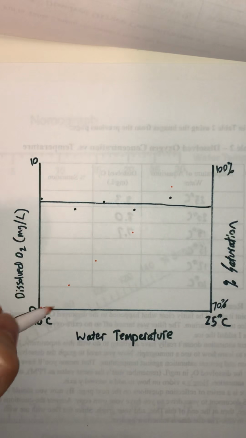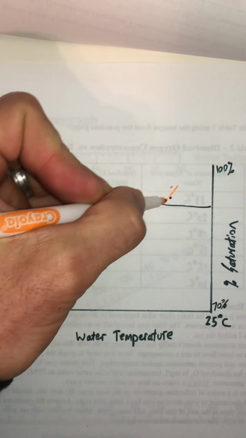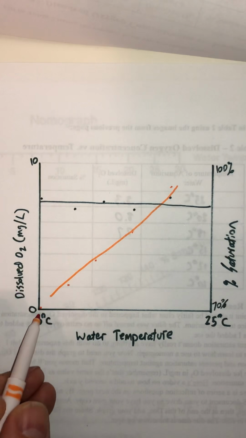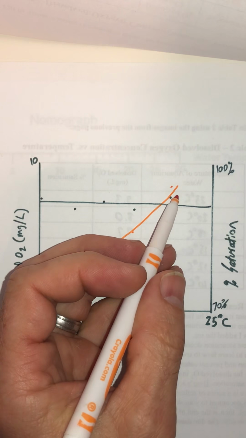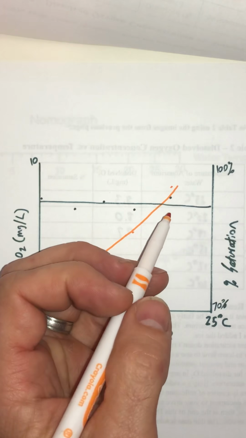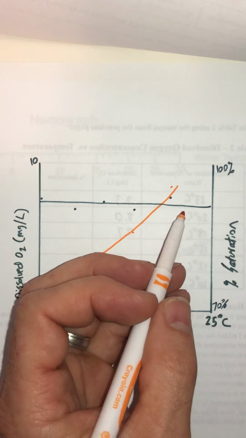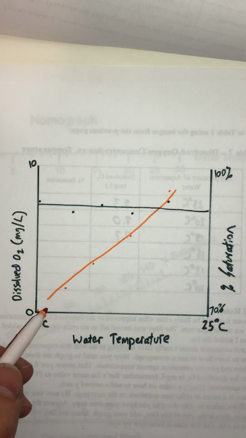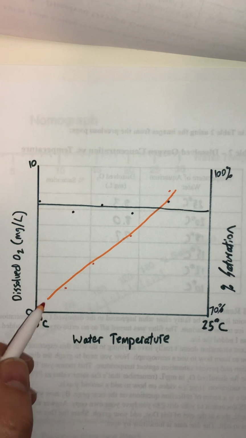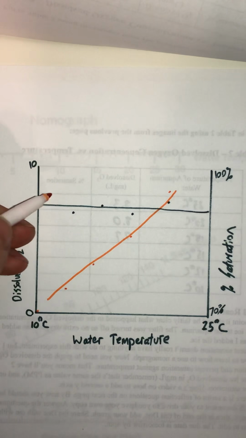And then I have these orange dots in here. These are the percent saturation numbers. We can see again with the best fit line, as temperature increases, our saturation increases, even though the amount of oxygen is staying the same. And that's again because warm water can hold less oxygen, or cold water has a higher ability to hold more oxygen. So it's less saturated when it's cold with this much dissolved oxygen.